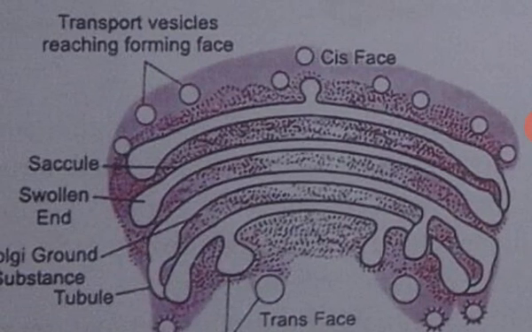The function of the Golgi apparatus is that it is involved in the secretion of materials needed for the formation of the cell wall and the cell membrane, and it also produces the lysosome in animal cells.